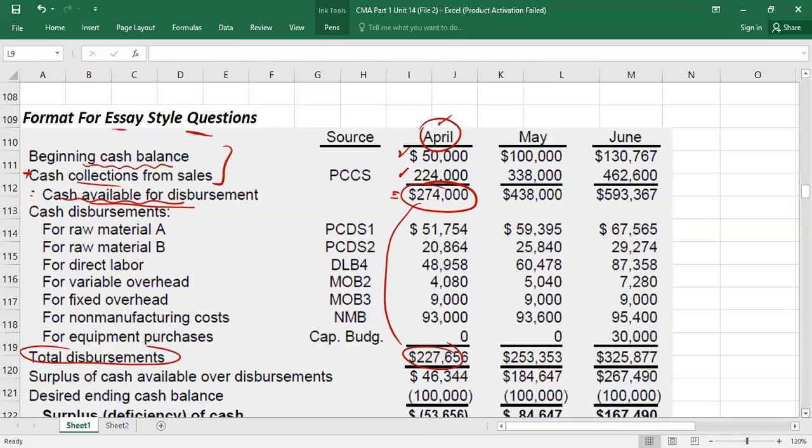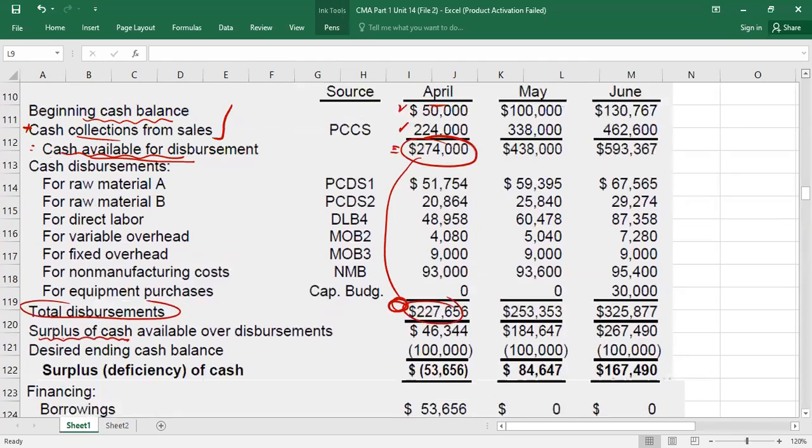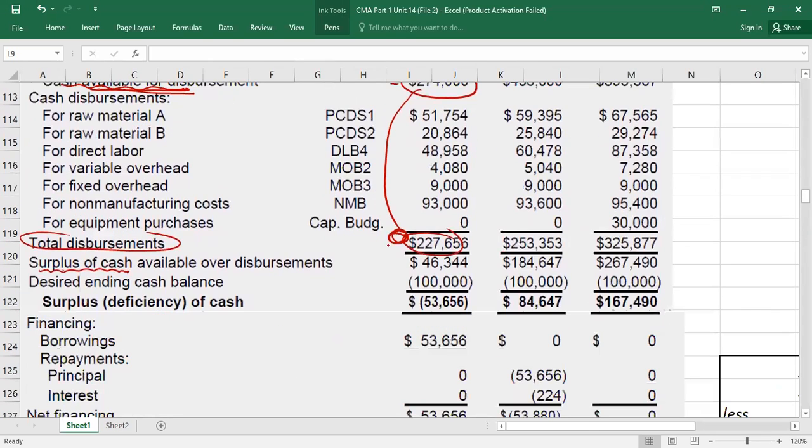So what I will get is known as surplus of cash. It could be deficit as well. Because if cash available for disbursement is more than this value, this is going to be surplus. For example, cash available for disbursement is 274,000, and your total disbursement is 227,000 something. So if you deduct, this is going to be your surplus. It could be a deficit also. Deficit means when disbursements are more than cash available for disbursement.